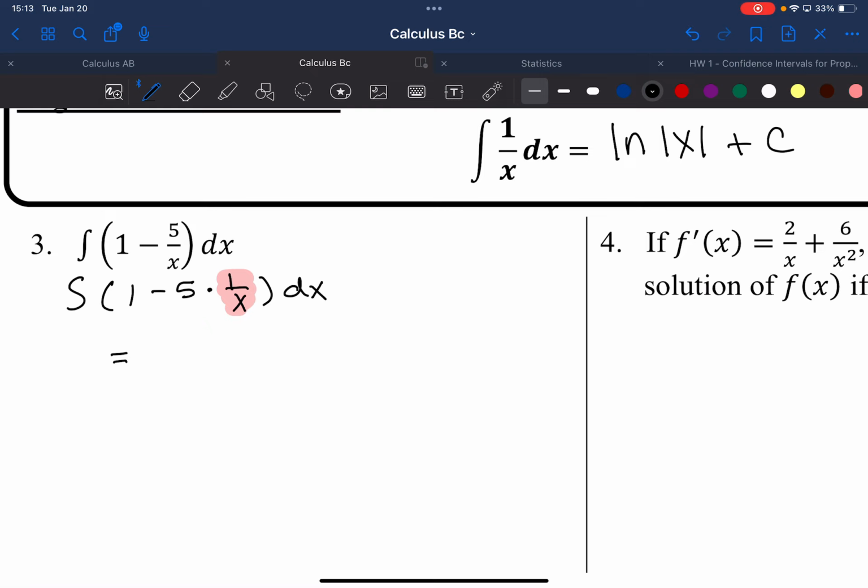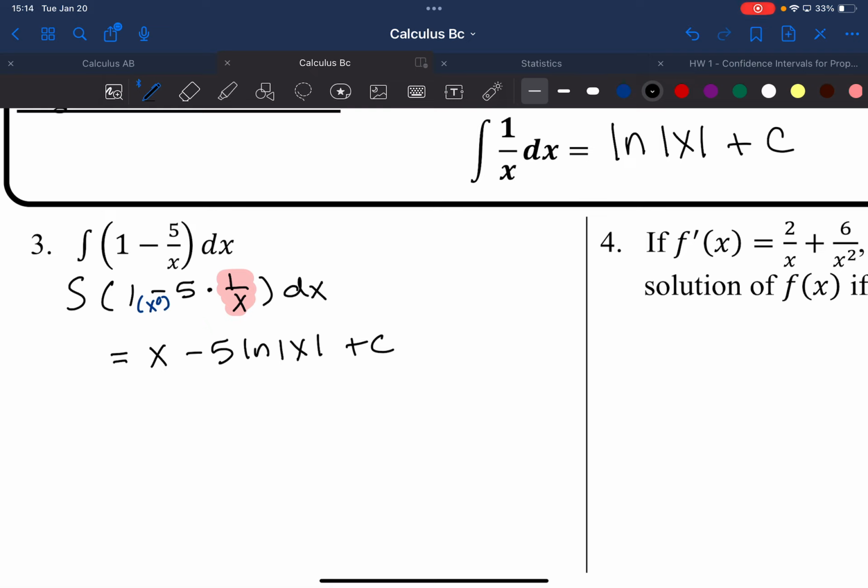But we're starting right here at the first part. What would be the antiderivative of 1? X, right? Because technically this is 1 times x to the 0 power. Let me not write it like that. I don't want it to look like an exponent. Okay. So this is x, and then we have minus 5 times natural log of x plus c.